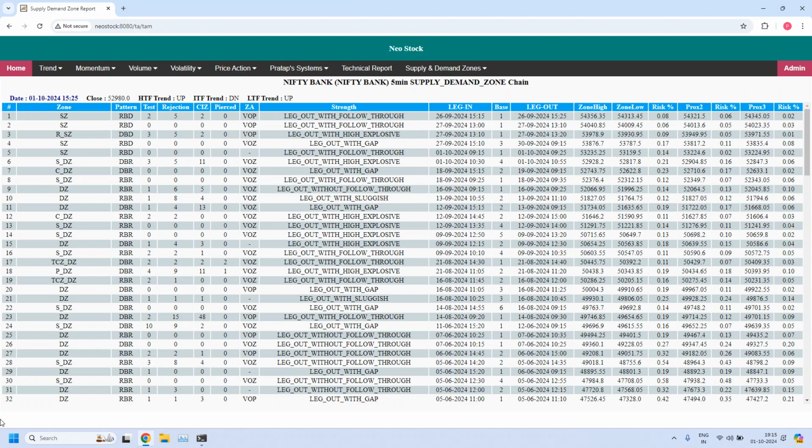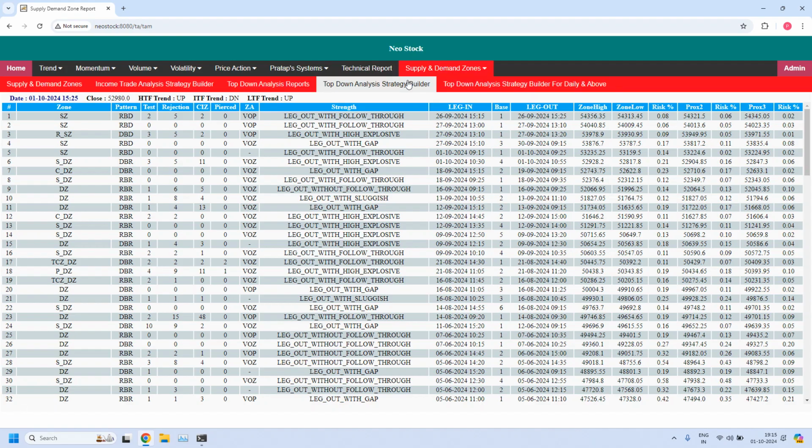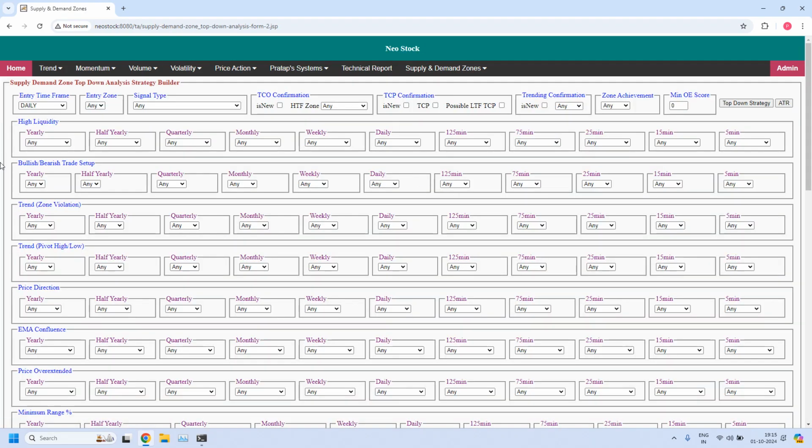So this is about Bank Nifty supply demand zone chain. That means we have completed both Nifty and Bank Nifty supply demand zone chain. And the next reports are about bullish and bearish trade setups for monthly, weekly, daily and hourly income trades. Let's start with the monthly income trade bullish trade setup.